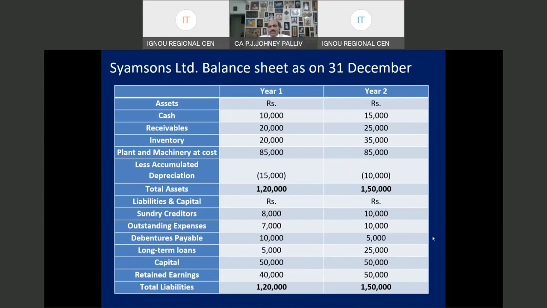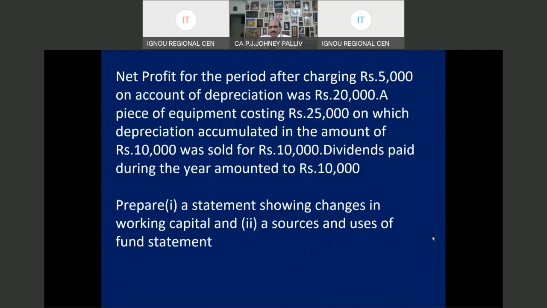You can see the balance sheet of this company. Total assets year one 1,20,000 and total liabilities year one 1,20,000. Therefore, asset equal to liability. And year two 1,50,000 total assets and 1,50,000 total liabilities. Therefore, total asset is equal to total liabilities. Now, this is the first part of the question.